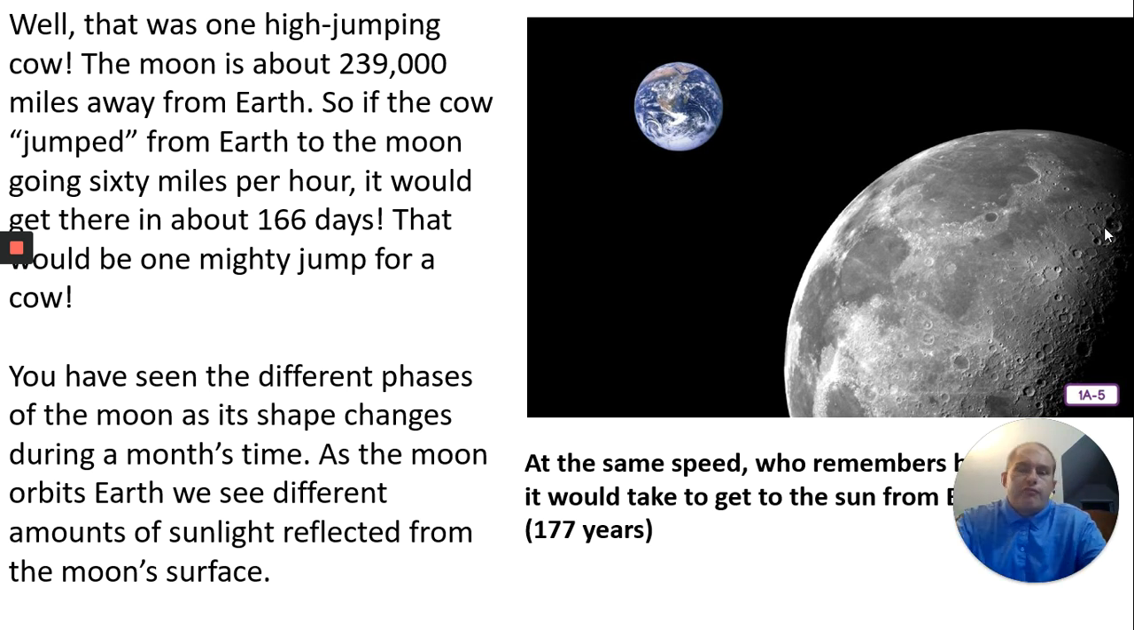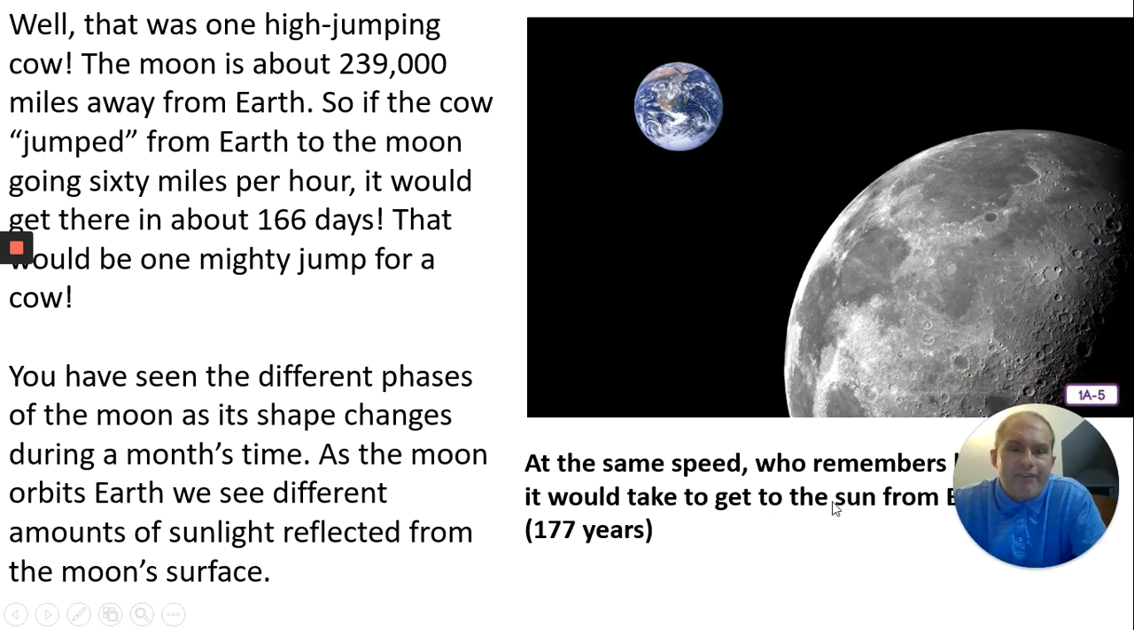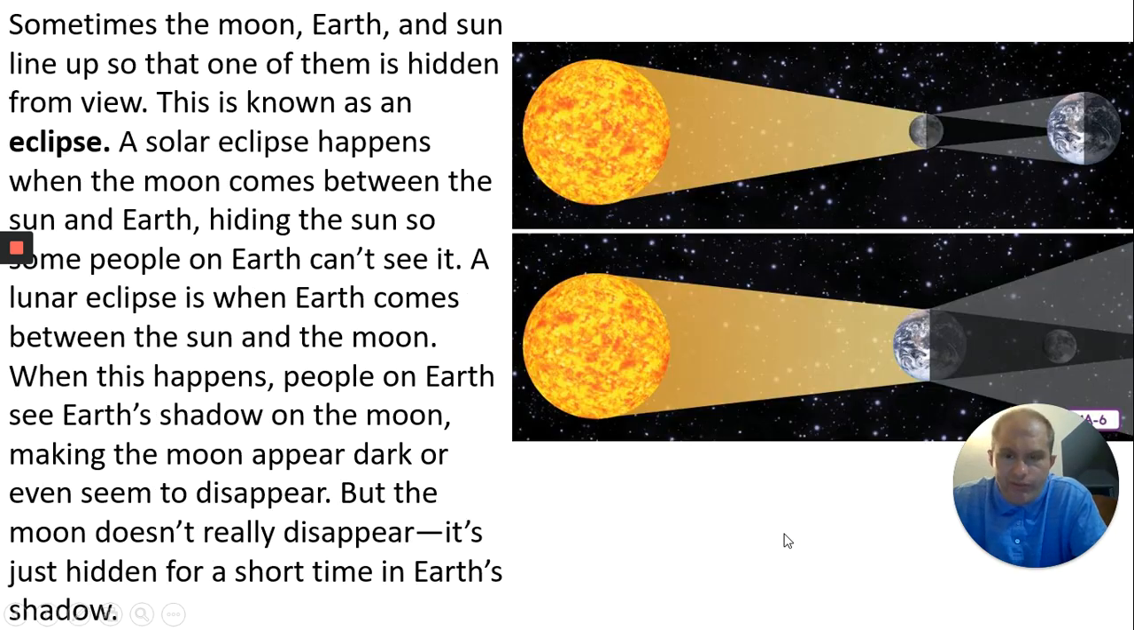Now, you've seen the different phases of the moon as its shape changes during a month's time. We've had a supermoon out there recently, so that's pretty cool. As the moon orbits Earth, we see different amounts of sunlight reflect from the moon's surface. At the same speed, who remembers how long it would take to get from the Earth to the sun? 177 years, as opposed to days, right?